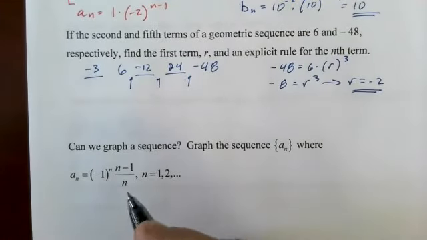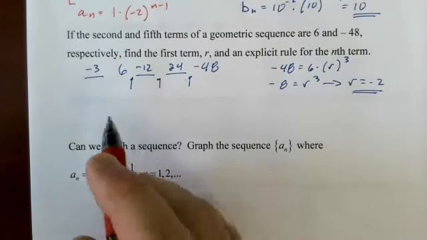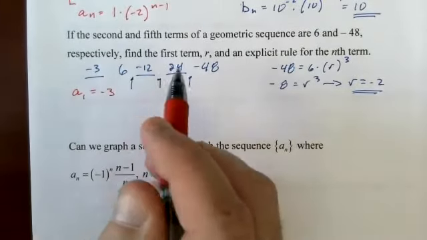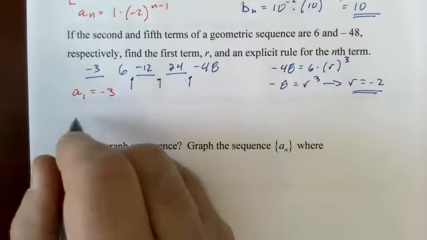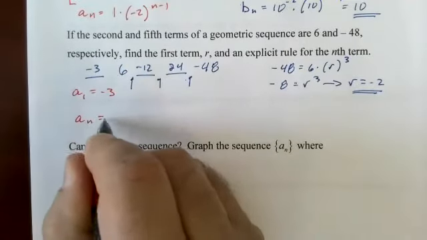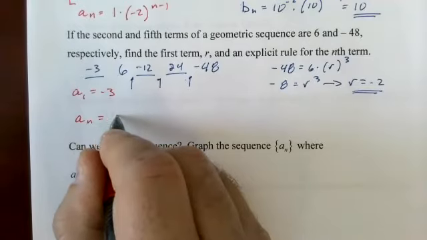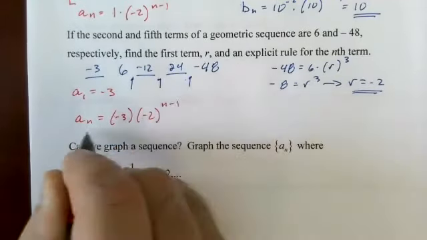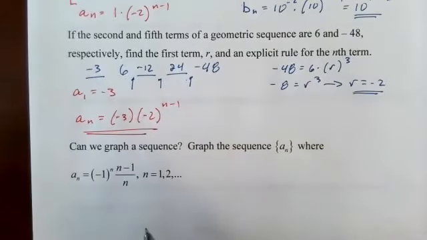And I say, all right, let's go find everything I asked for. So I'm going to find the first term. Going with A's, A1 equals negative 3. An explicit rule for the nth term: well, if I recall, A n equals negative 3 times the ratio to the n minus 1. Didn't ask for recursive, so I'm not giving you one.